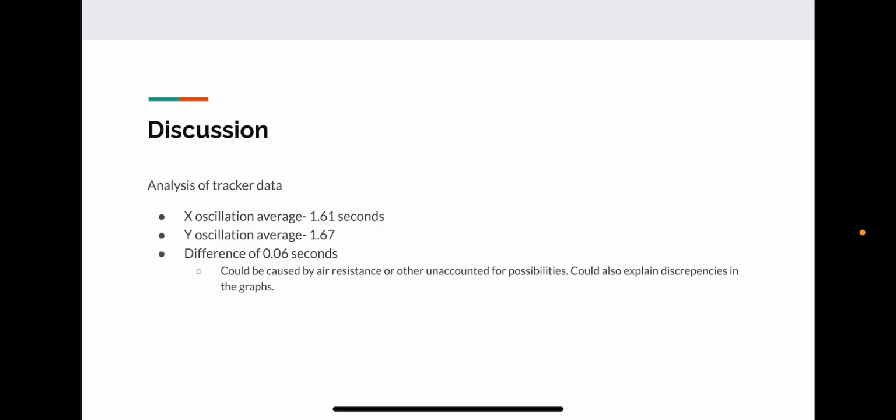Analysis of Tracker data. We got the X oscillation average time is 1.61 seconds. The Y oscillation average time is 1.67 seconds. A difference of 0.06 seconds could be caused by air resistance or something else we didn't account for, and most likely also explains the discrepancies in the graphs.